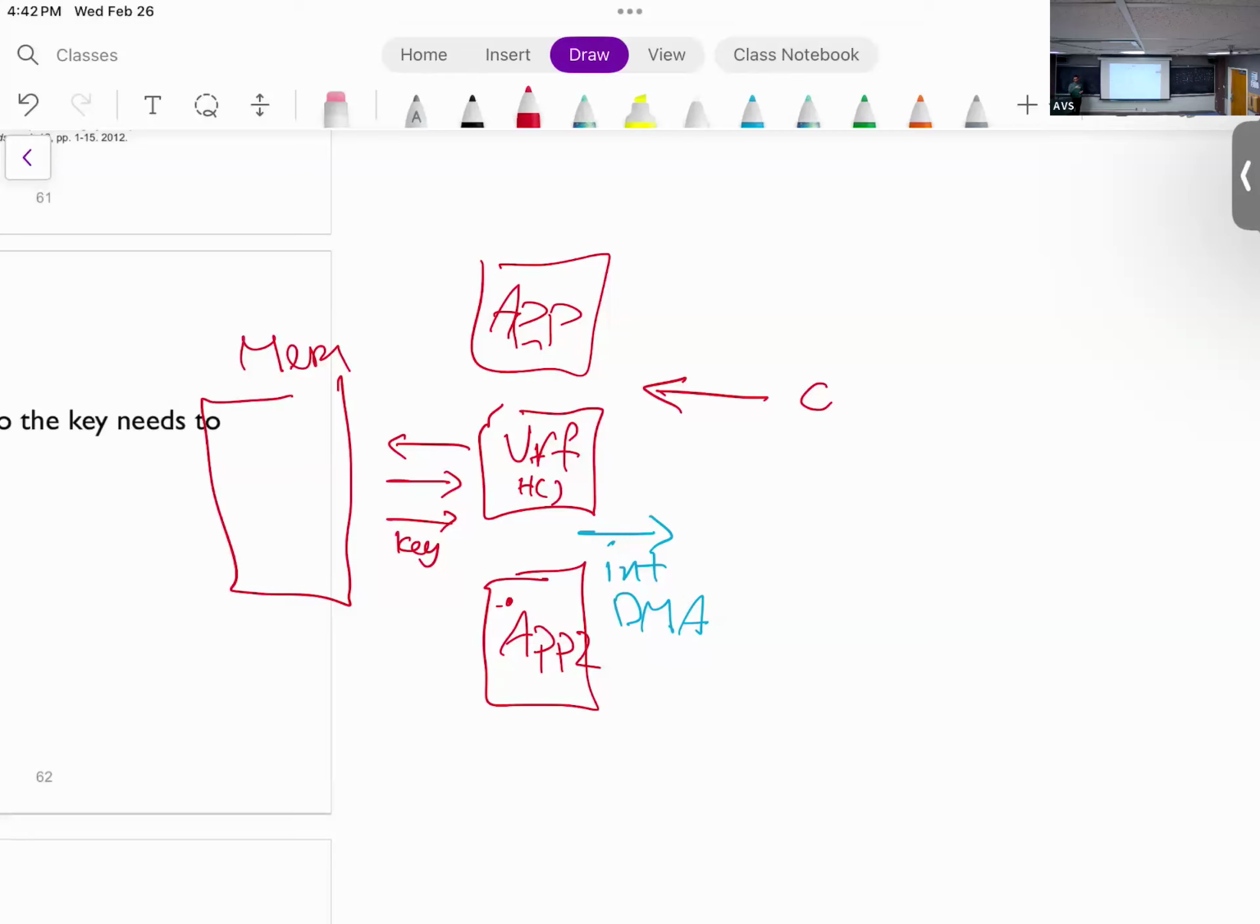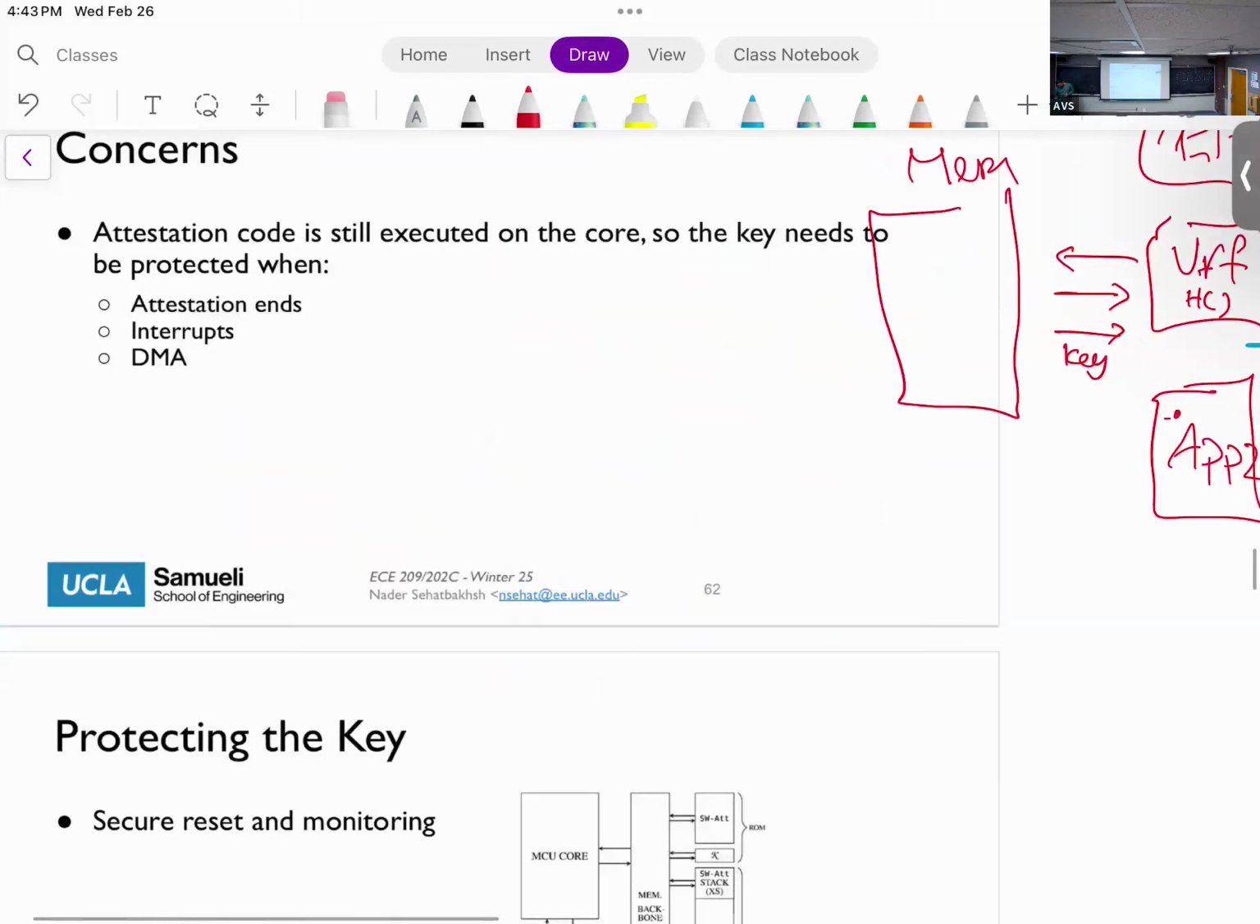I need to delete all the registers and clean all the registers. I need to clean my stack and heap and so on and so forth. So that's an important part of any attestation. You cannot just context switch back and forth between applications, because if you do, then a malicious application can also indirectly read the keys. Okay, so that's very important to keep in mind.